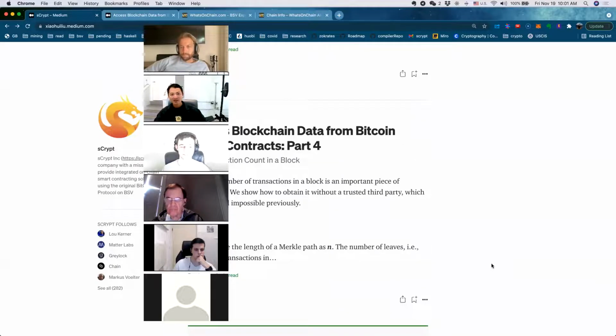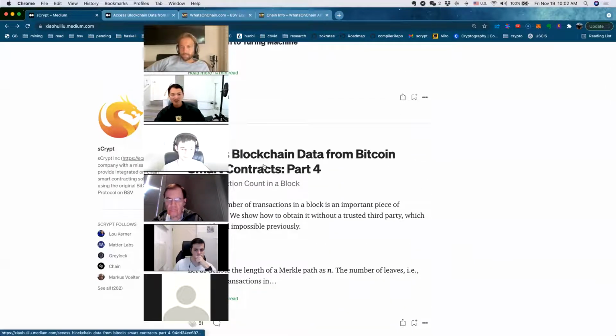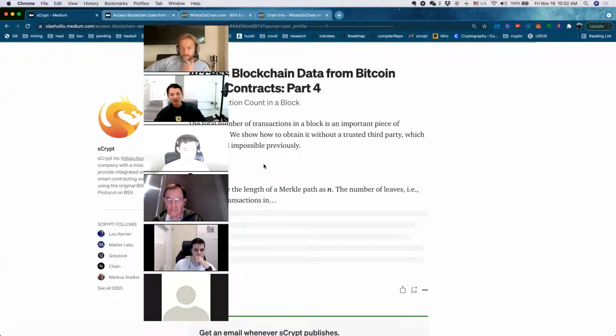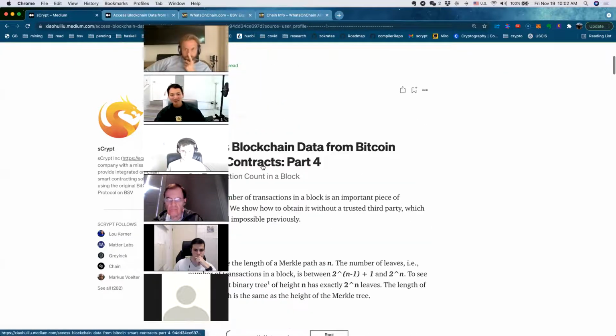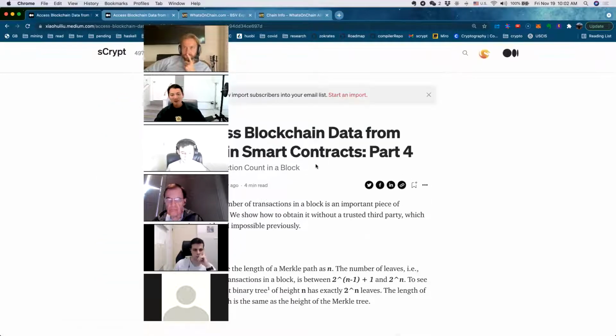Okay. So the last part I want to cover here, which is actually my favorite part. So let's get into it. Part 4, basically, we want to know: in part 3, we get to know the height of a block, right? But a lot of the time, we also want to know how many transactions are in a block, right?